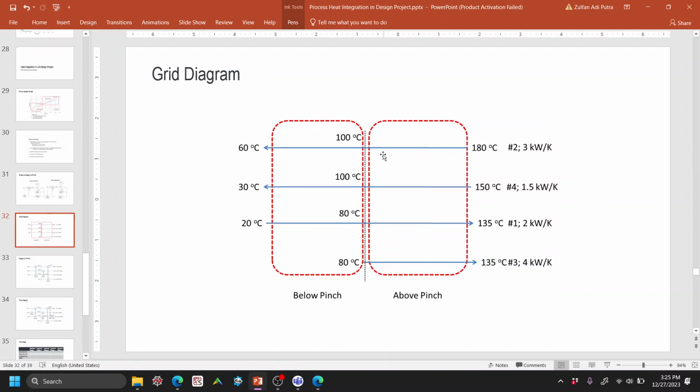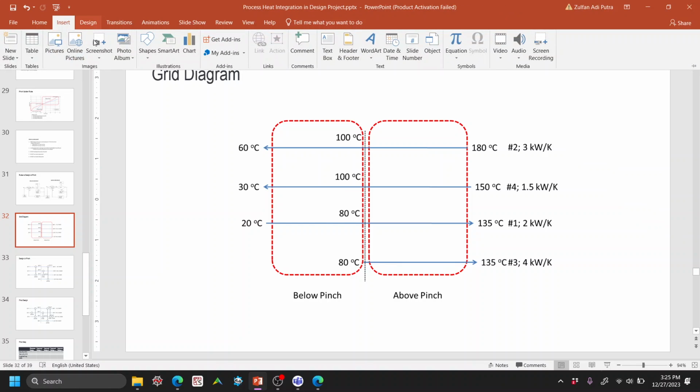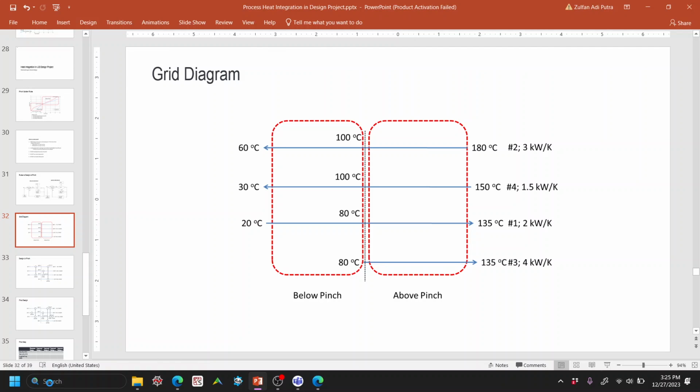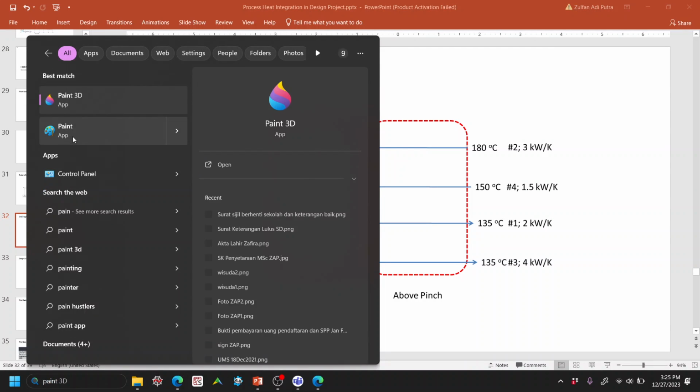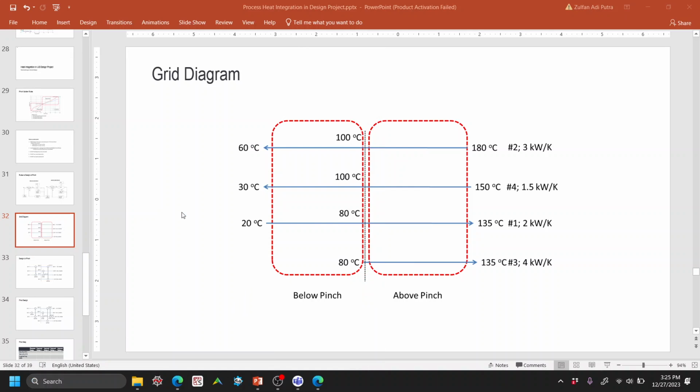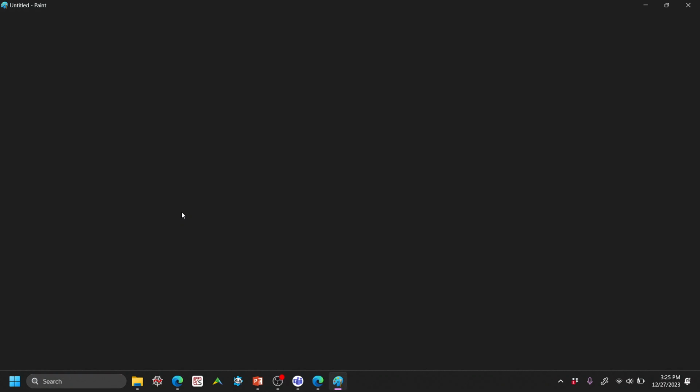Now we start at the most constrained point, because this is our minimum delta T that we allow, right? 20 degrees C among the streams. If I say, for example, if I draw, I think I have to draw in Paint. Make it easier. One second.